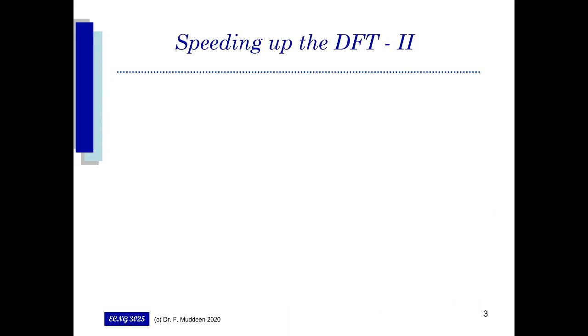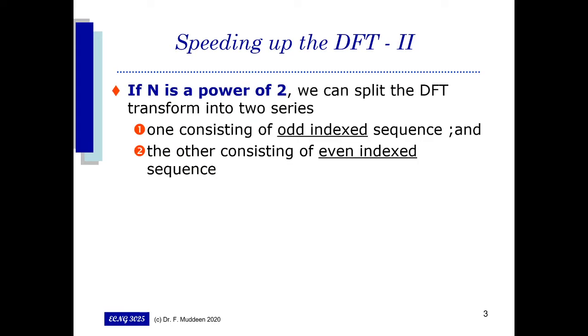Now if N is a power of 2, we can speed up the DFT even more. We can split the DFT into two series, where the odd index sequences are separated by themselves and the even index sequences are separated by themselves as well.